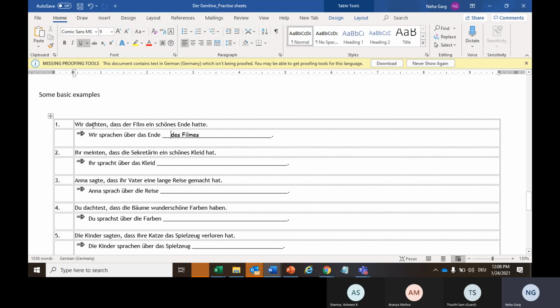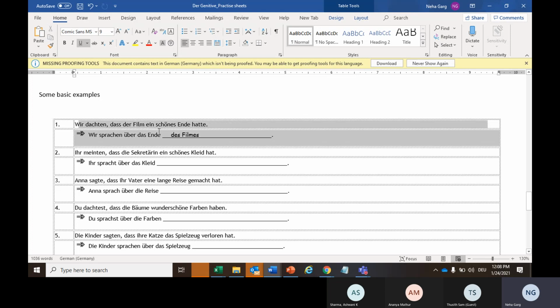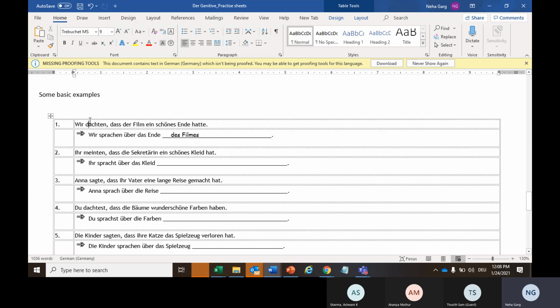Zum Beispiel, wir dachten, dass der Film ein schönes Ende hatte. So das ist Präteritum, nothing to worry about. We thought that the film had a nice ending. So with Genitive, what we can say: wir sprechen über das Ende des Filmes. We are talking about the end of the film.